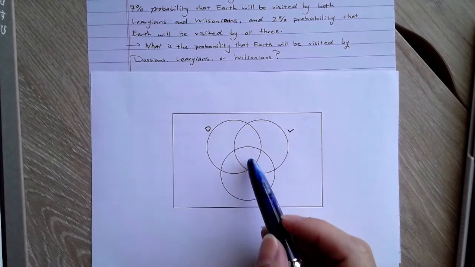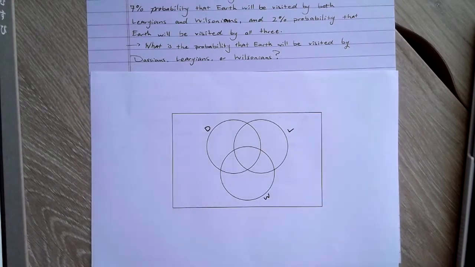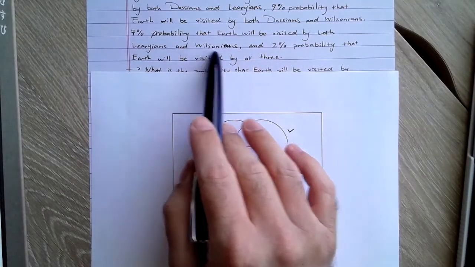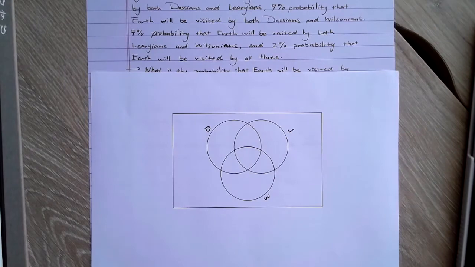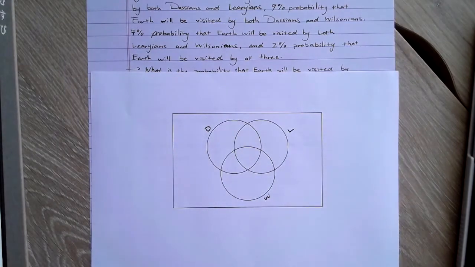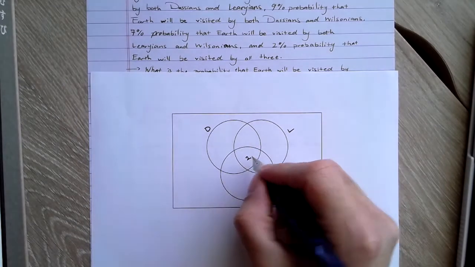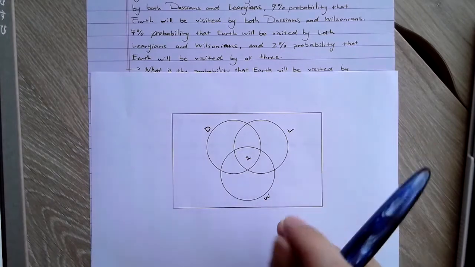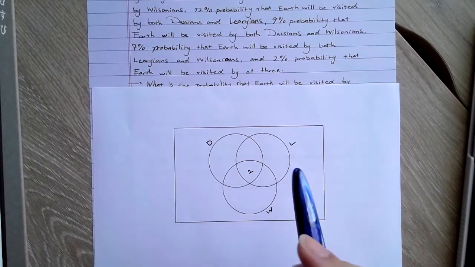So in the very, very center, this is the intersection of all three of these events, which is this 2% part. Remember, this is the Earth getting visited by Dacians, Lyrians, and Wilsonians. So you can use the percentages. You could also convert to the corresponding decimal, but I'll be just using the full percentage here. Alright, so now we need to figure out how to fill in the other regions.